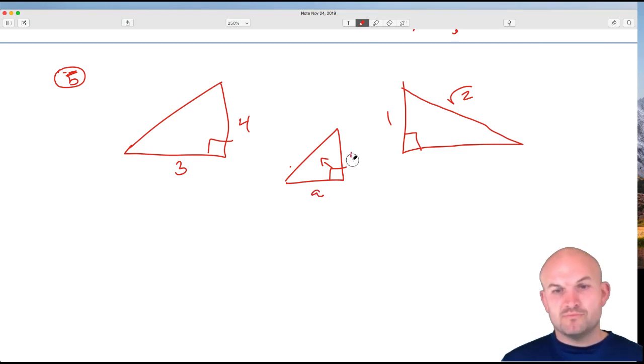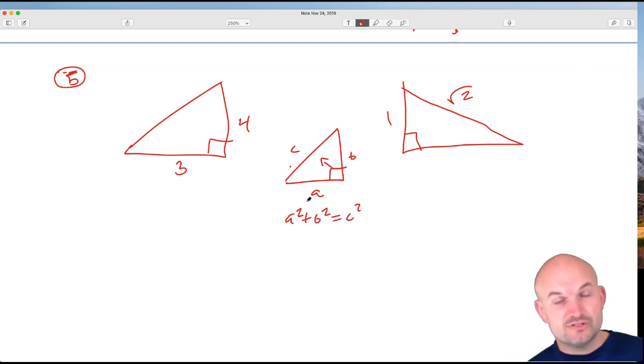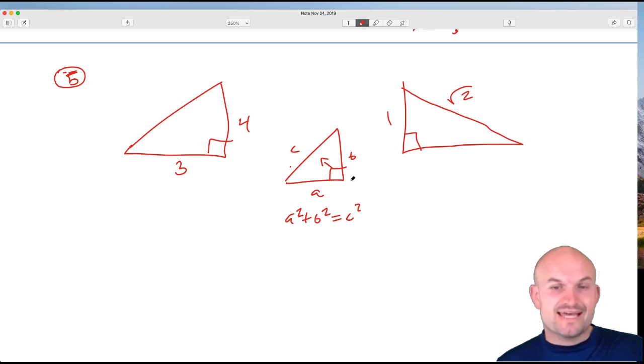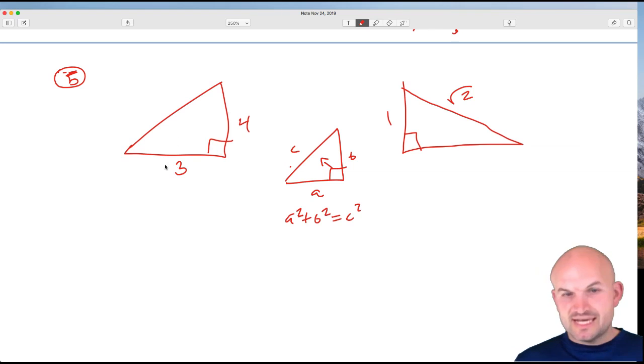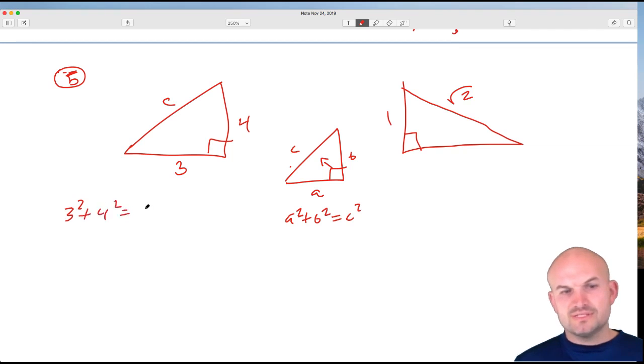A lot of times, most students have it memorized as a squared plus b squared equals c squared, where a and b are the legs of the triangle, the side lengths that make up the 90 degree angle, and c is the hypotenuse. In this case, you can see that we have our two legs, and we just need to figure out our hypotenuse. So we're just going to do 3 squared plus 4 squared equals c squared.